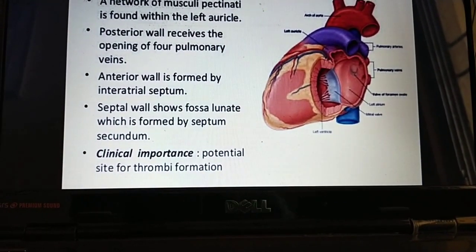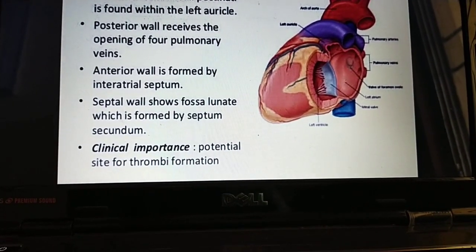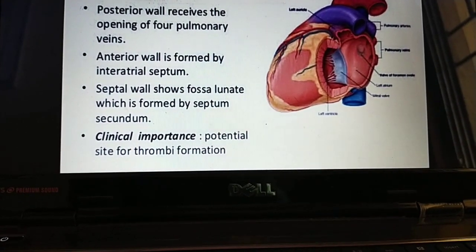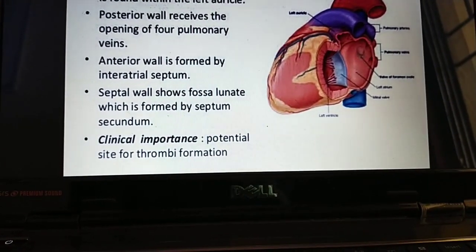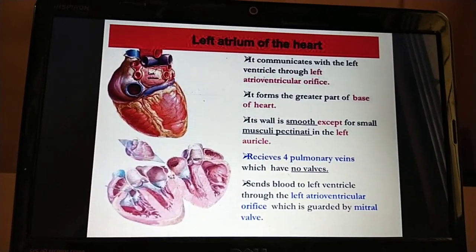The septal wall shows the fossa ovalis, which is formed by the septum secundum. And the clinical importance of the fossa ovalis is that it is a potential site for thrombus formation.